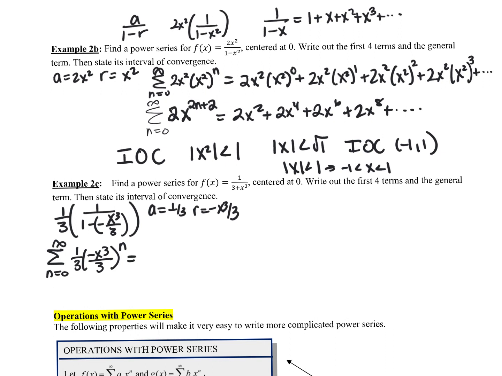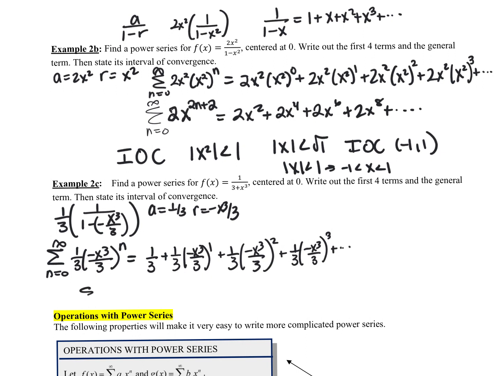Okay, so if you do the first couple terms, you'll get 1/3 will be the first term when you plug in n equals 0, and then you'll get 1/3 negative x cubed over 3 to the 1, and then 1/3 negative x cubed over 3 to the 2. And we're supposed to do the first 4, so we'll do one more. And then let's go ahead and simplify this as well.